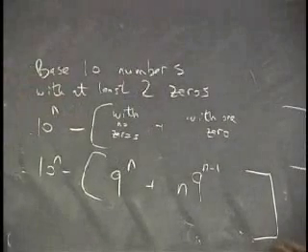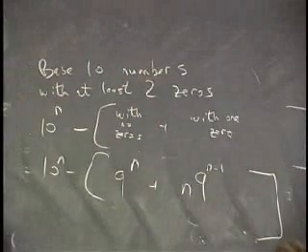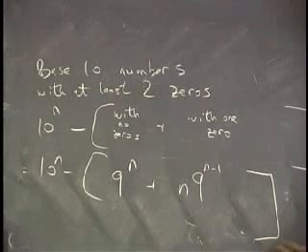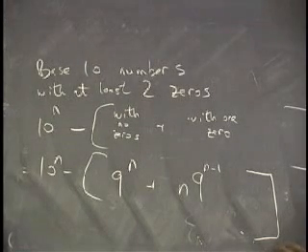That's correct. 10 to the n minus 9 to the n plus n times 9 to the n minus... You can read it better than I can say it.